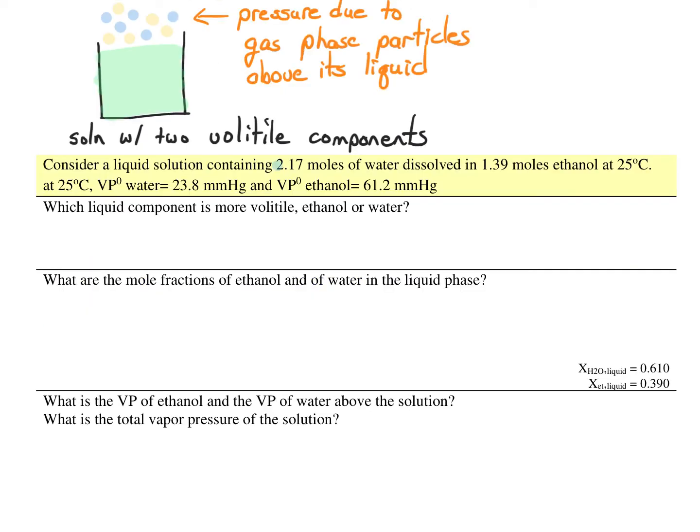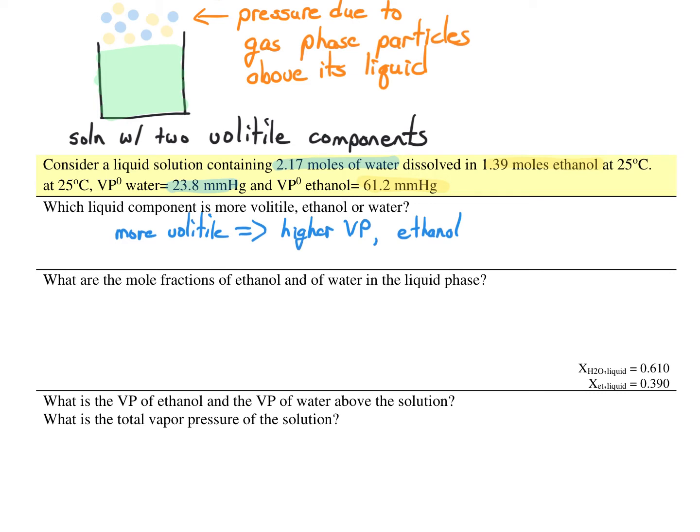All right, in this problem we're told we have so many moles of water and we have so many moles of ethanol. And the first question is, which is the more volatile component? The more volatile component is going to be the one with the higher vapor pressure, which here is the ethanol. As we see that the ethanol has a vapor pressure of 61.2 millimeters of mercury and water is only 23.8.